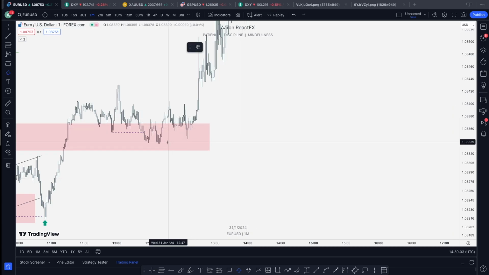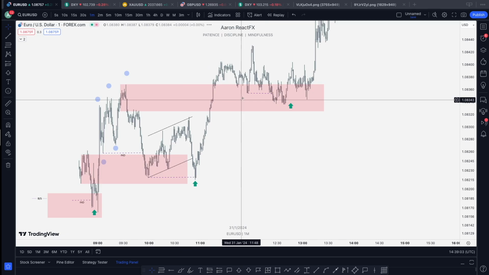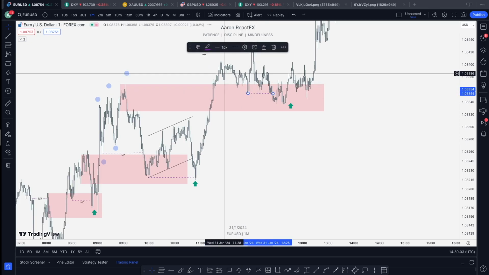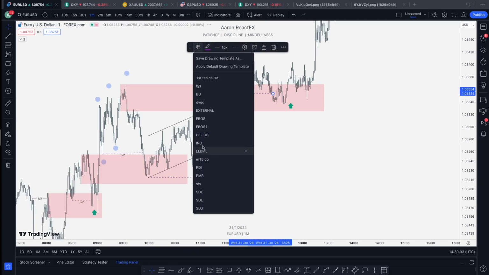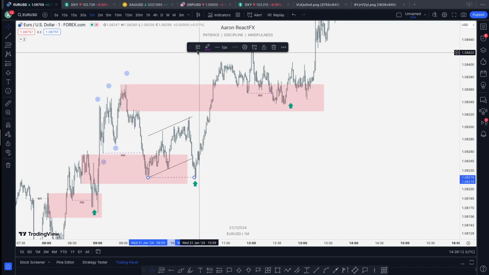So this is another opportunity that you could have taken, reading M1 order flow from this inducement. Let's mark this as an inducement. This as an inducement as well.